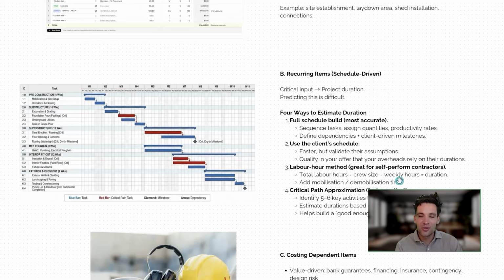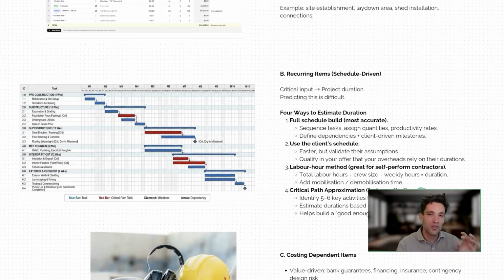That is going to give you 2,000 divided by 160 is about 10, or no, it's probably about 15. That is then your duration of the project, 15 weeks, because you've got 2,000 hours of work. You're doing 160 hours per week based on having a crew of 4 guys, which gives you your duration. You can factor in a little bit more time for mobilization and demobilization, and that will give you a relatively good estimate of the project duration.